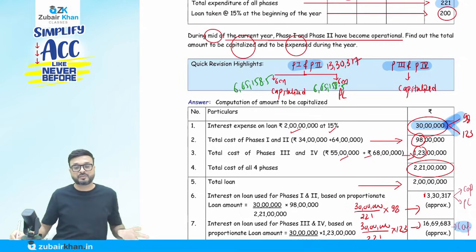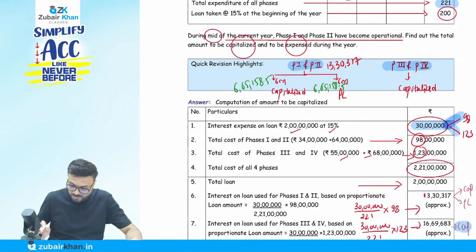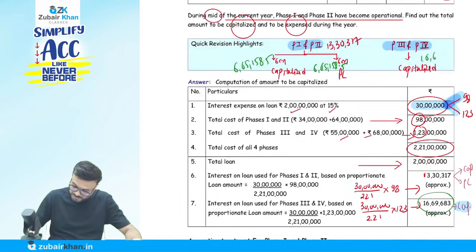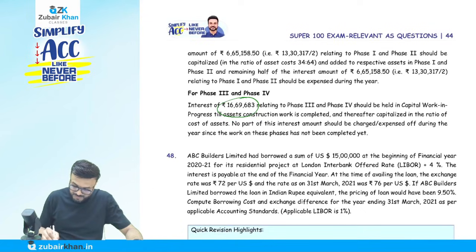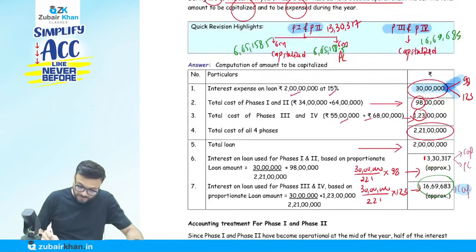Okay. Now this 50%, because it's mid of the year, will be capitalized. This will go to P&L. This complete amount 16 lakh here, 69,683 will be capitalized. Done. This is what they have mentioned in all this point. Okay. 16 lakh is capitalized, 50% that year. Okay. It's done. Now come to again repeat this.